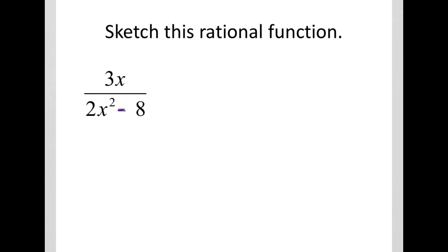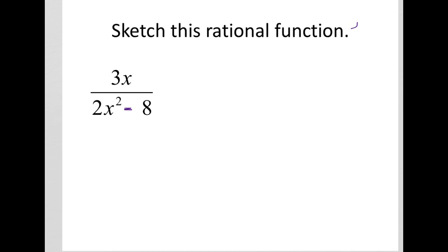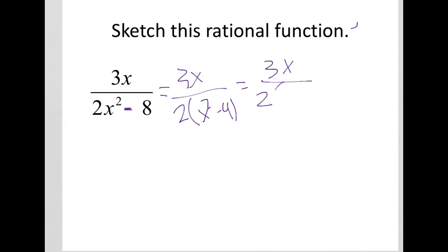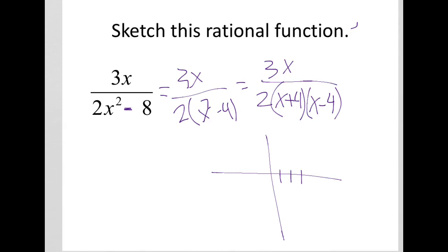Apparently we're doing one more function sketch again. So let's factor that denominator. I can go 3x. I can pull out a 2, so I'm left with x squared minus 4. Hopefully now you recognize it as a difference of squares. So we get 3x over 2 times x plus 4 times x minus 4, like that. So I know I have asymptotes at positive 4 and negative 4, like there. I know I have a 0 right there.